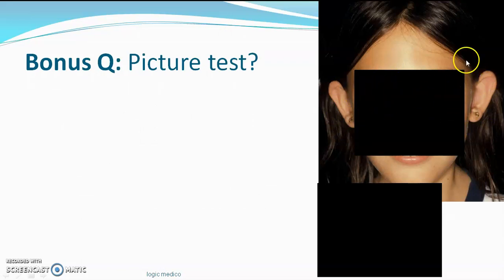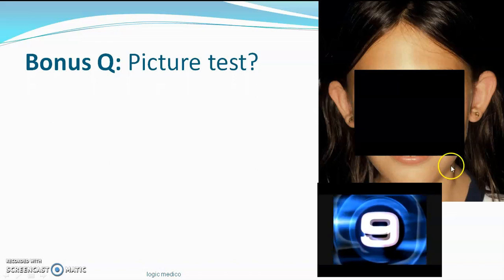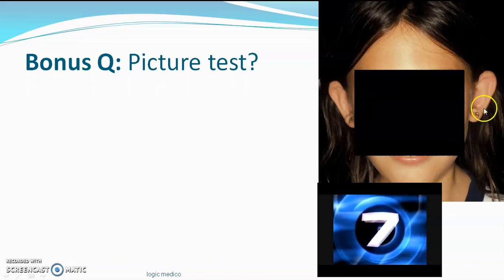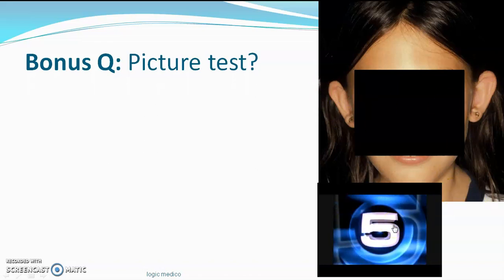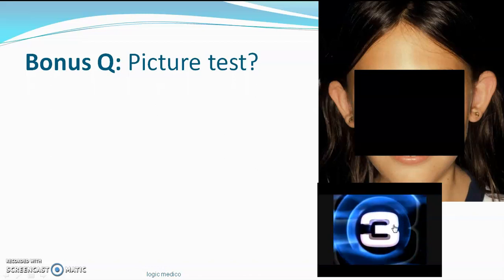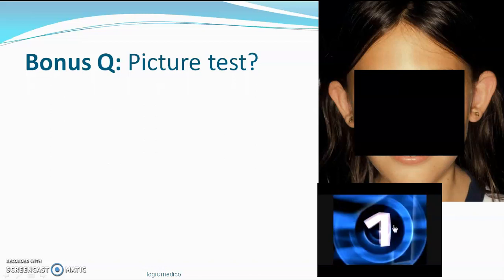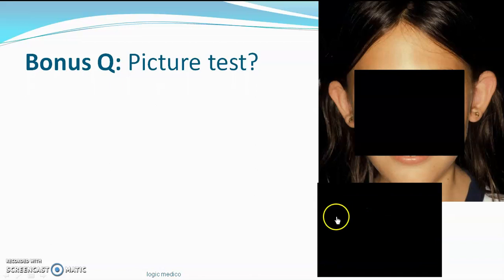Here the identity of the child is covered. Just observe this picture, the ear only. The time starts now. You should tell what you feel about this ear, what abnormality or normality, what that condition is called. The time is up. I'll give a few more seconds.